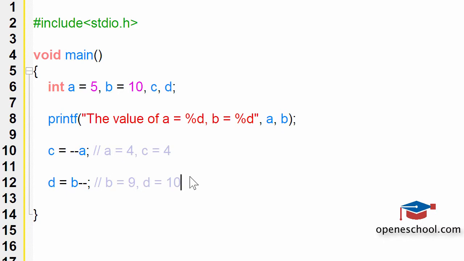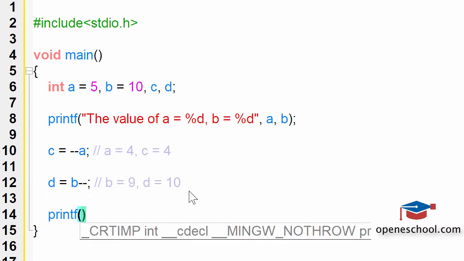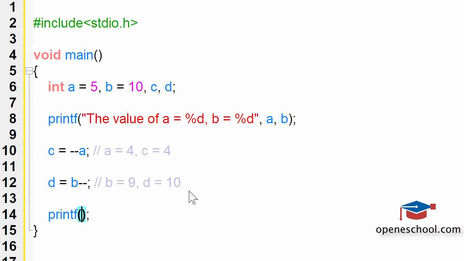The value of d will be 10 because we are doing a post decrement operation. So first we will use the value of b and assign it to d, so that value will be 10. And after we are finished assigning it to d, we will have to decrease that value, so b will become 9. Now how do we check whether this explanation is right or wrong? We will print these values and see what happens.